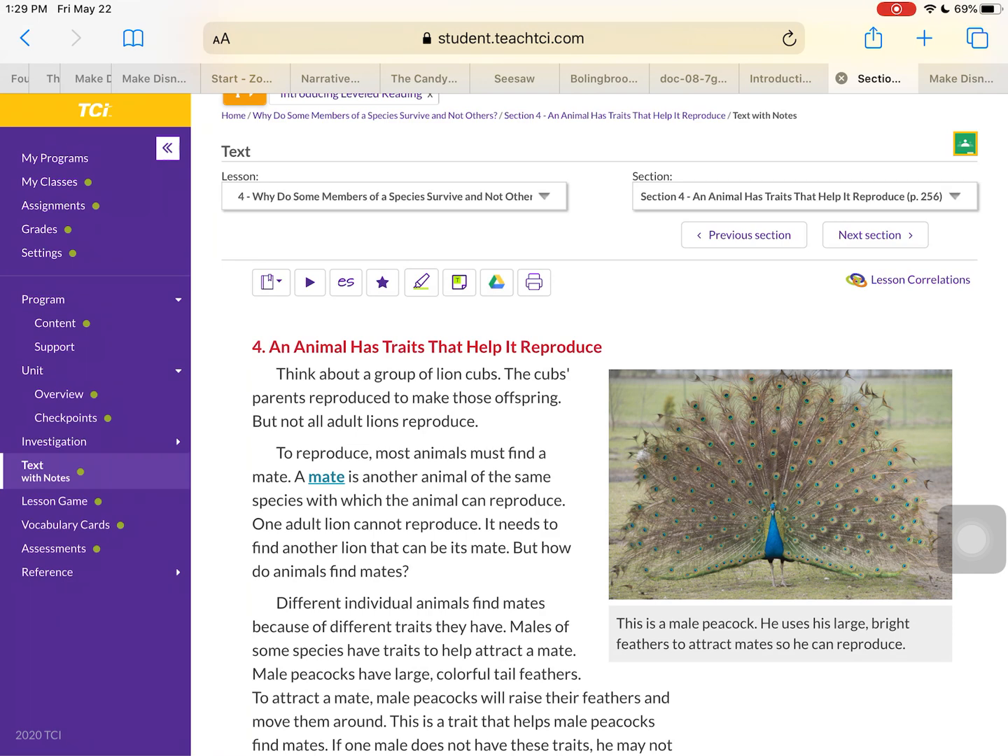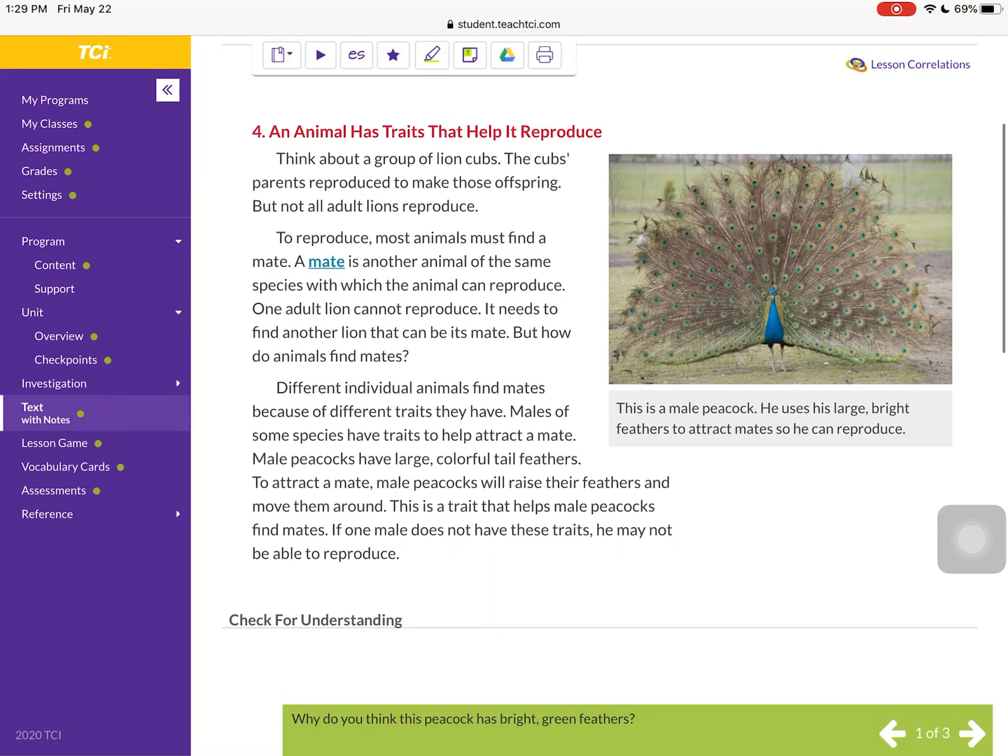But how do animals find mates? Different individual animals find mates because of different traits they have. Males of some species have traits to help attract a mate. Male peacocks have large, colorful tail feathers. To attract a mate, male peacocks will raise their feathers and move them around. This is a trait that helps male peacocks find mates. If one male does not have these traits, he may not be able to reproduce.